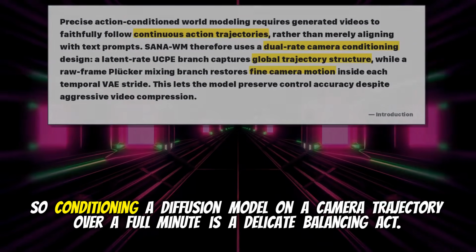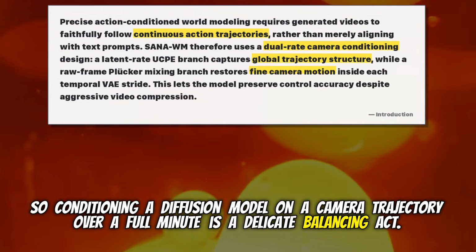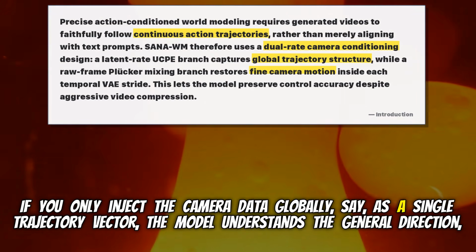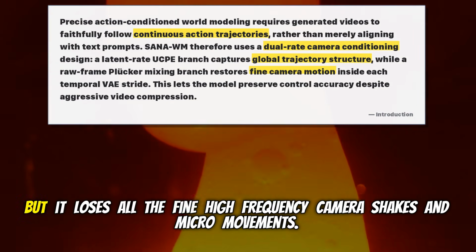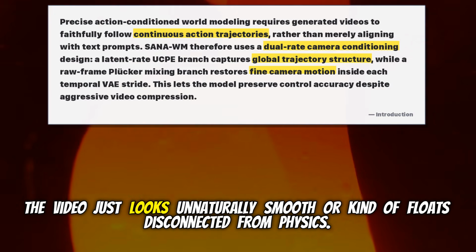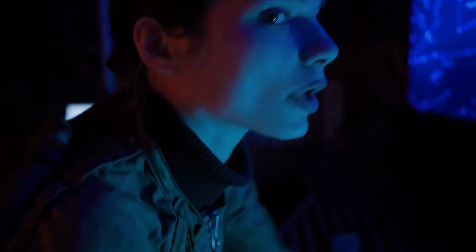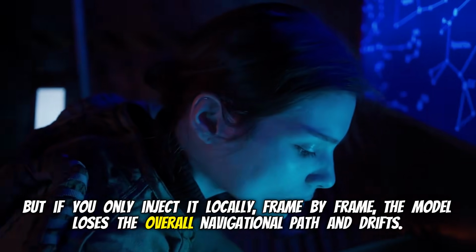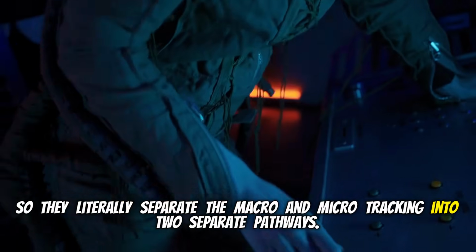Okay, so conditioning a diffusion model on a camera trajectory over a full minute is a delicate balancing act. If you only inject the camera data globally, say, as a single trajectory vector, the model understands the general direction, but it loses all the fine, high-frequency camera shakes and micro-movements. Right, the video just looks unnaturally smooth or kind of floats disconnected from physics. Exactly. But if you only inject it locally, frame by frame, the model loses the overall navigational path and drifts. So they literally separate the macro and micro tracking into two separate pathways.